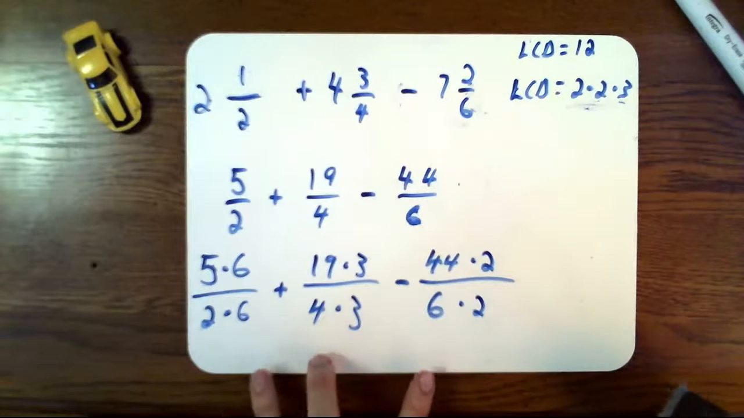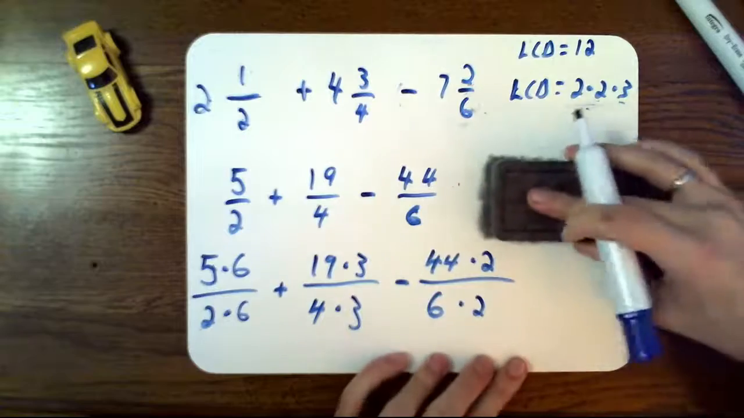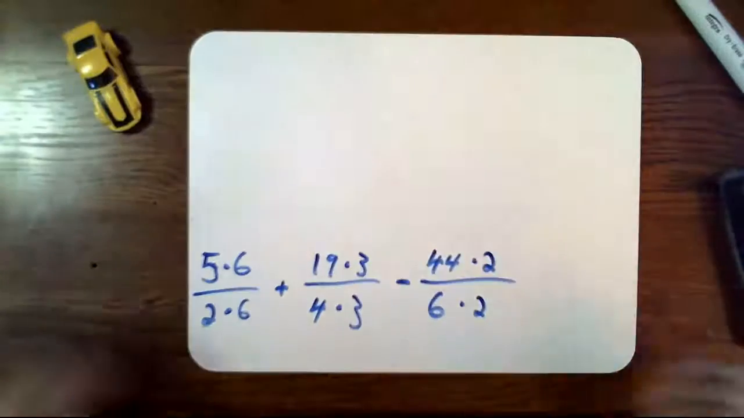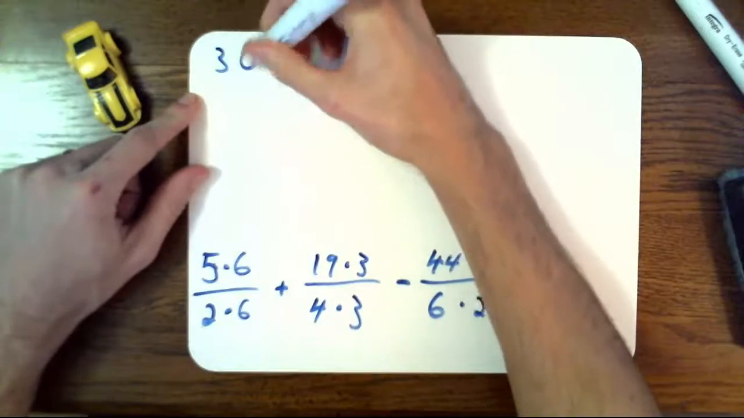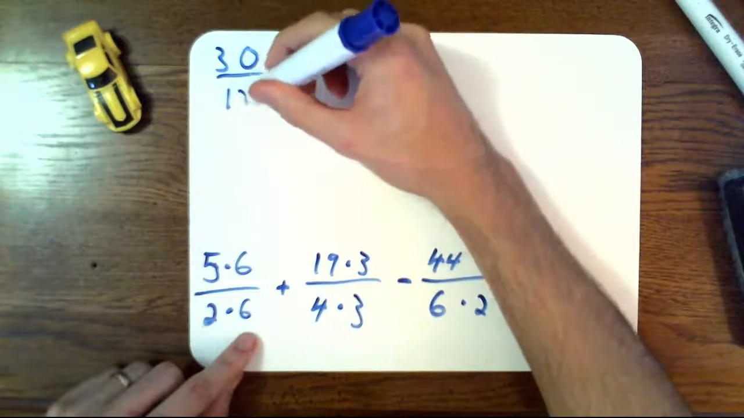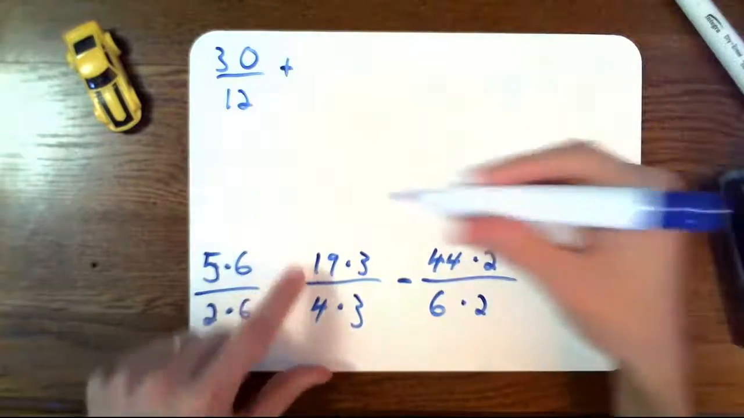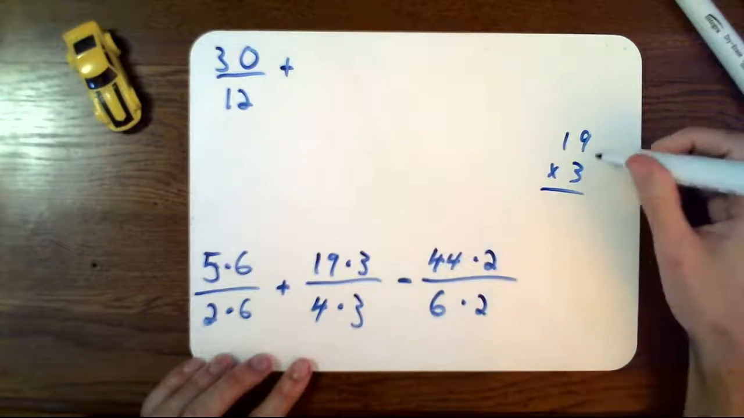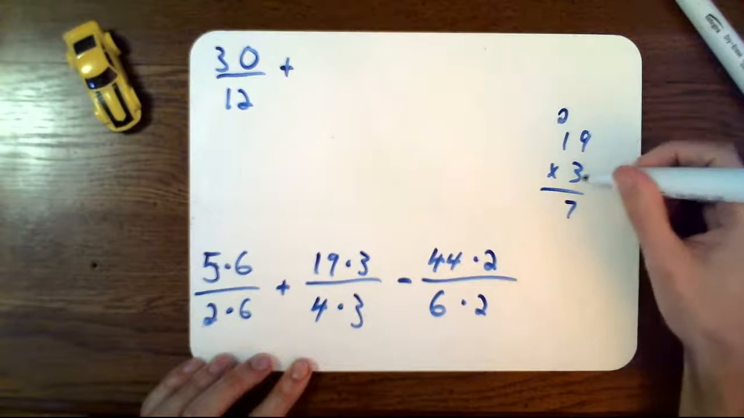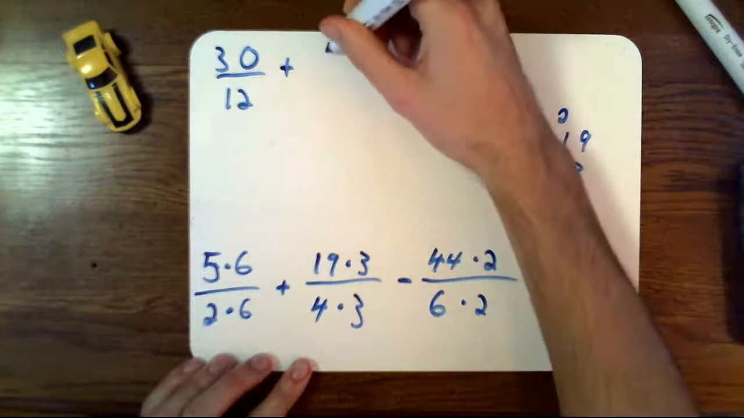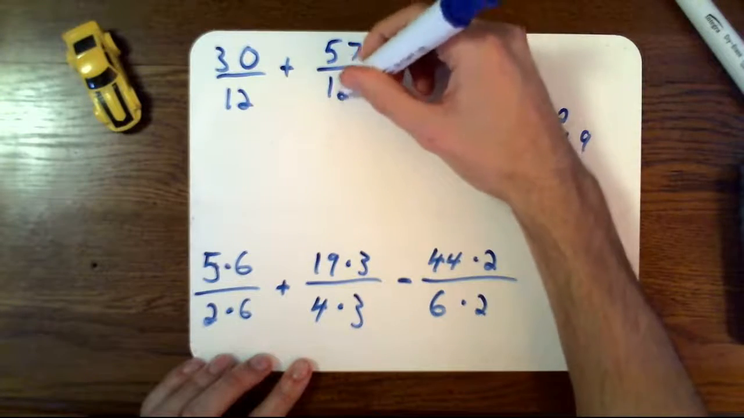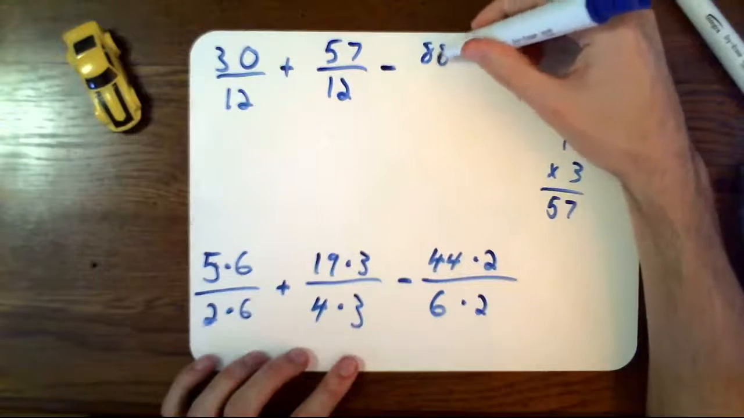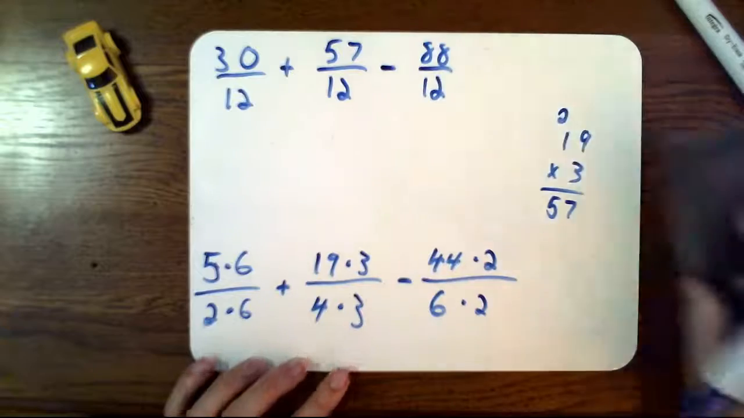So now that we are sizing all of them to be our least common denominator, I'm going to make a little bit more room. Start up top. So 5 times 6 is 30. 2 times 6 is 12. 19 times 3, and remember it's okay to take them to the side, work them out, and then put them back into the problem. 3 times 9 is 27. That will be 57. So this becomes 57 over 12 minus 44 times 2 is 88 over 12.